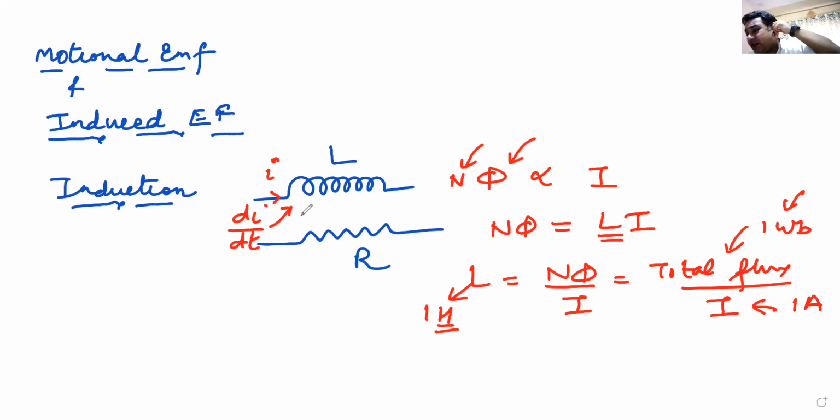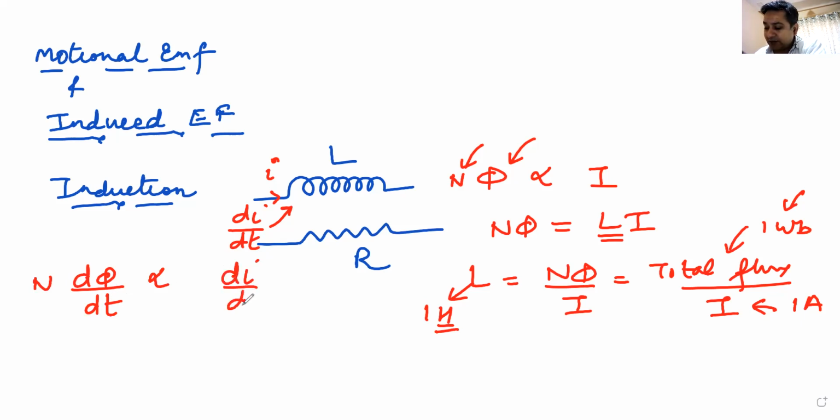Now, if you start to change the current in this coil, di by dt, the rate, the flux in this coil will start to change. Yes or no? The flux in this coil will start to change, and this rate of change of total flux will be equal to n multiplied by d phi by dt. If I take phi as the flux in one coil, it will be proportional to the rate of change of current di by dt. Or I can write this as minus n d phi by dt is equal to L into di by dt.